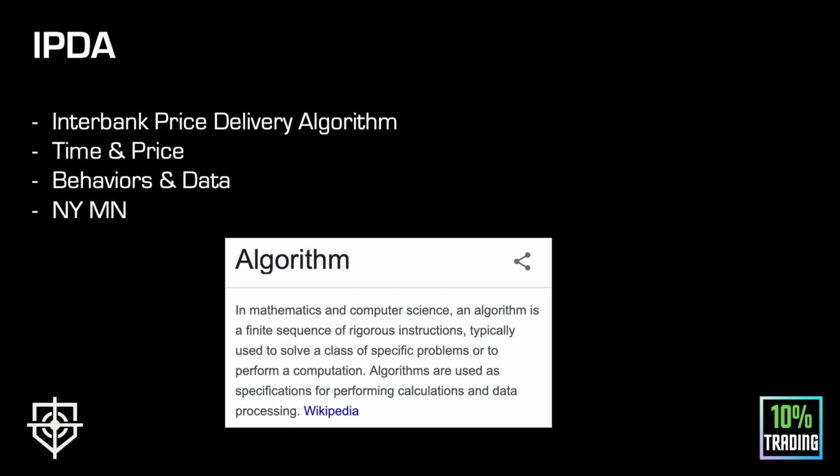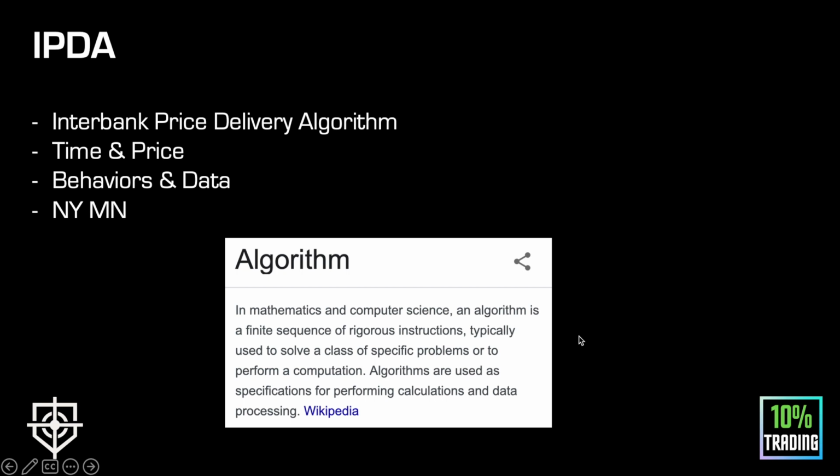What does this mean? In simple terms, the delivery of price that we're seeing, right? Literally, the way we're seeing price move and go to certain places is done by an algorithm. Down here, I've got the definition for an algorithm, right? It's a finite sequence of instructions performing a computation in this context.